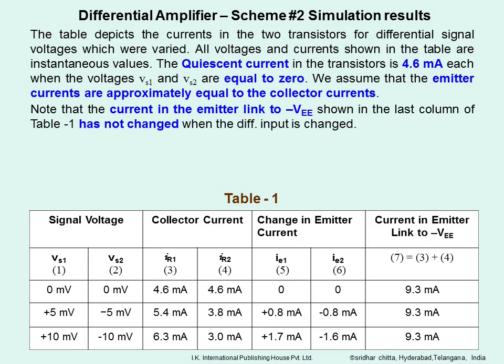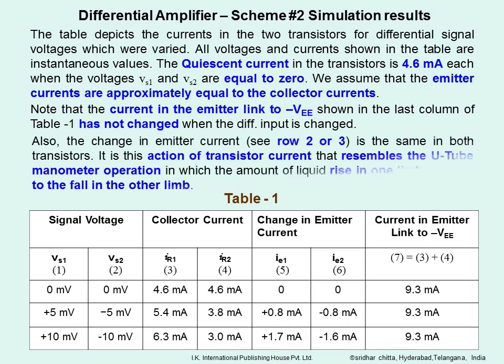Note that the current in the emitter linked to minus VEE shown in the last column of table 1 has not changed when the differential input is changed. Also, the change in emitter current, see row 2 or 3, is the same in both transistors. It is this action of transistor current that resembles the U-tube manometer operation, in which the amount of liquid in one limb is equal to the fall in the other limb.